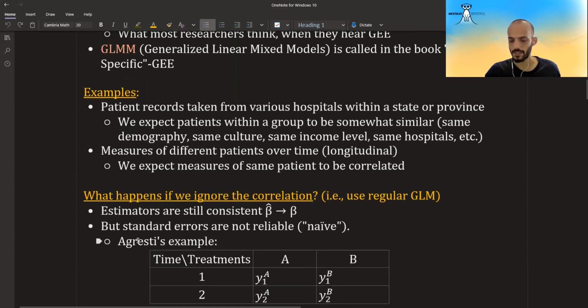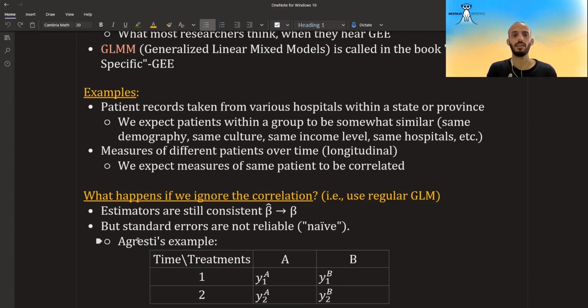Okay, so why would we even think that there's correlation in the data? For example, we could be looking at patient data, and the patient data doesn't come to us just randomly. It comes from, let's say, medical centers or hospitals. And we can assume that the data is correlated within each group of medical center or hospital.